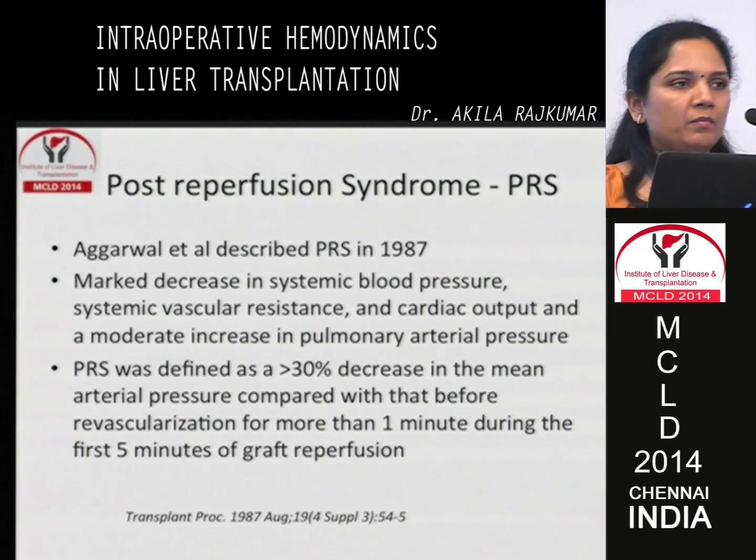PRS is a significant thing. It was initially described by Agarwal in the late 1980s. He basically described the syndrome. PRS was defined as more than a 30% decline in the mean arterial pressure compared to the baseline before revascularization. It should last for more than a minute during the first 5 minutes of graft reperfusion.